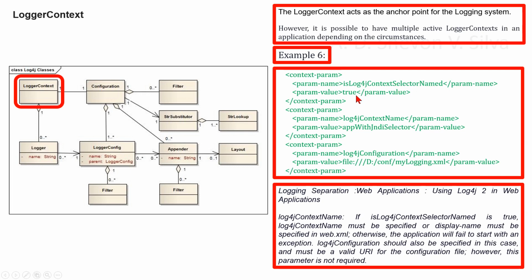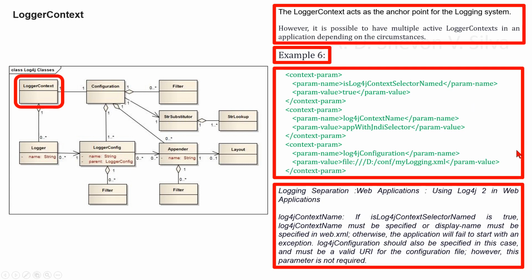If isLog4jContextSelectorNamed is not true, log4jConfiguration may optionally be specified and must be a valid URL or path to a configuration file or start with classpath: to denote a configuration file that can be found on the class path. Without this parameter, Log4j will use the standard mechanisms for locating the configuration file.